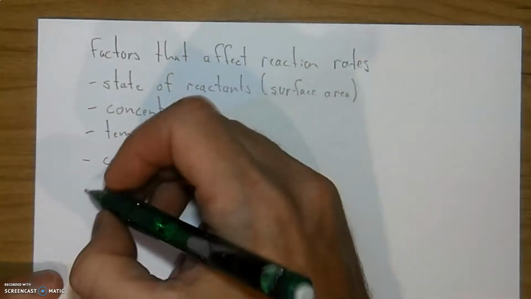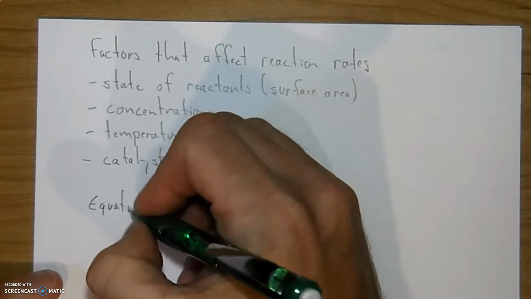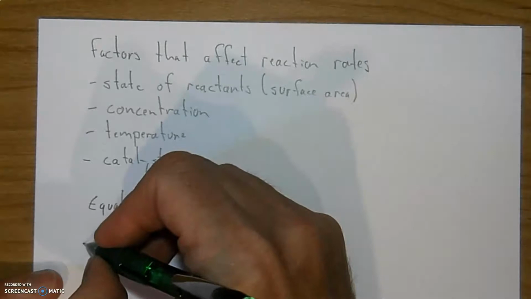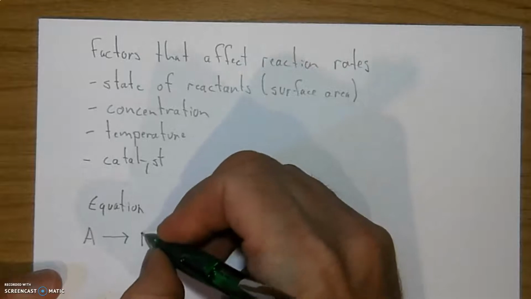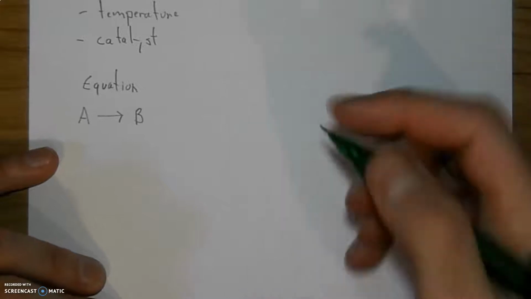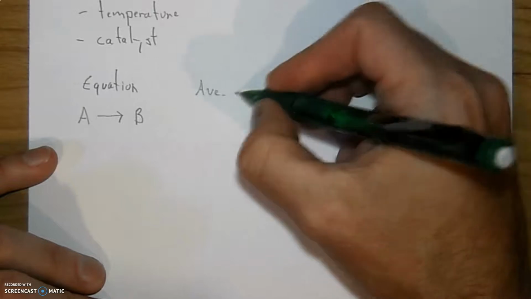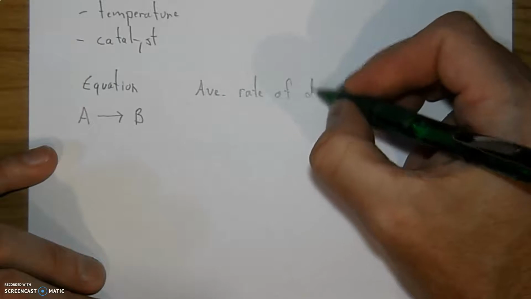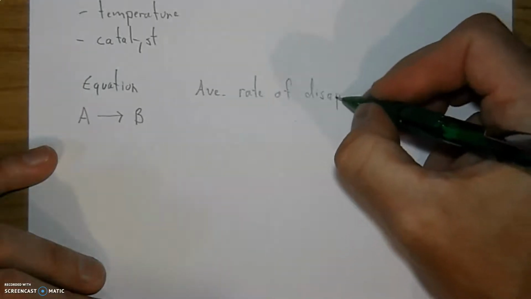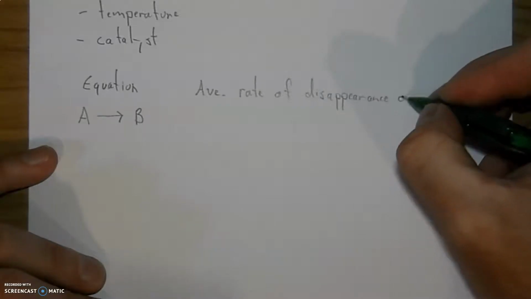Okay, let's break into equations. So the general idea we're referring to is A as a reactant turning into B. So very, very simple equation we're going to look at here. So A turning into B. And we're looking at the average rate of, in this particular case, the disappearance of A.